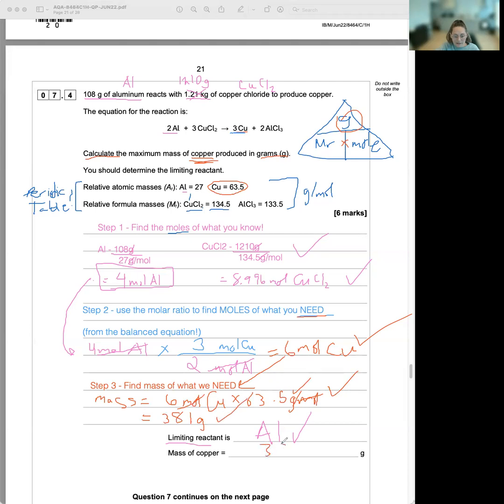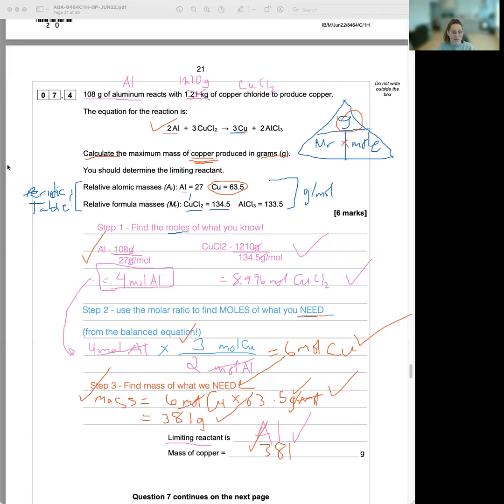right answer. Now, if this was not a limiting reactant question, this would be 1 for this, 2 for this, 3 for this, possibly 4 for the right answer. If it was a 5-mark question, it might be that you need to do the balanced equation. And that's it, okay? So that is the hardest it can be. It's actually not that hard.